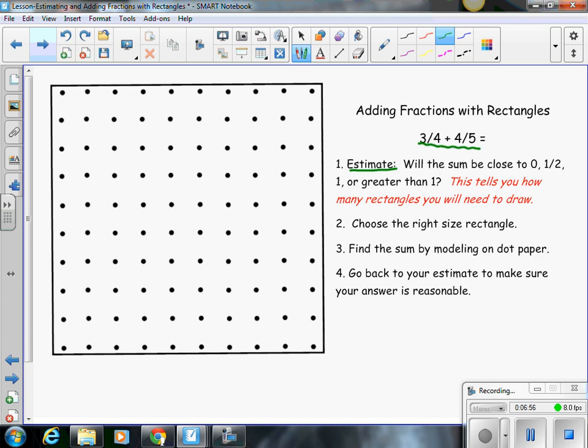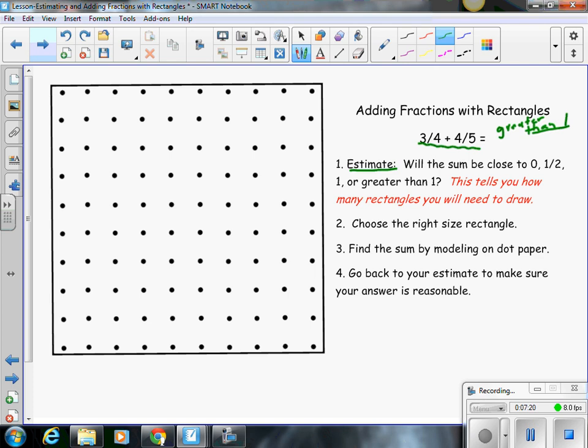That one's right between 1/2 and 1, and 4/5 is really close to 1. So I know that it's going to be greater than 1. So I'm just going to make a little note to myself of my estimate so I can check it later. I know I'm going to need more than one rectangle then to draw this.